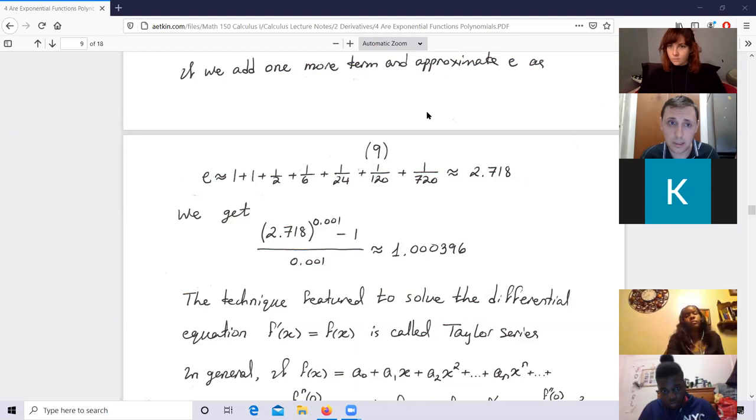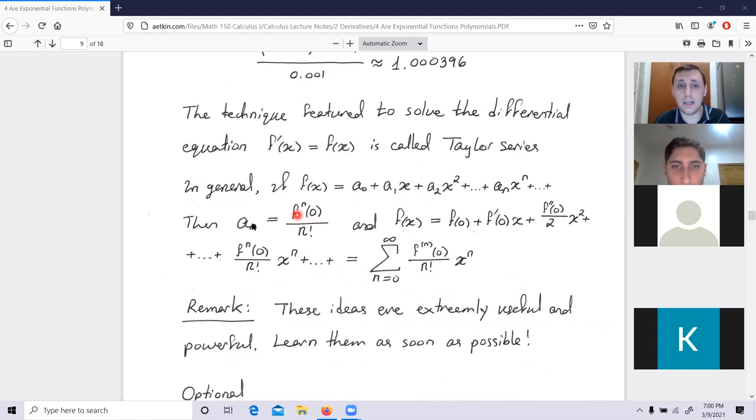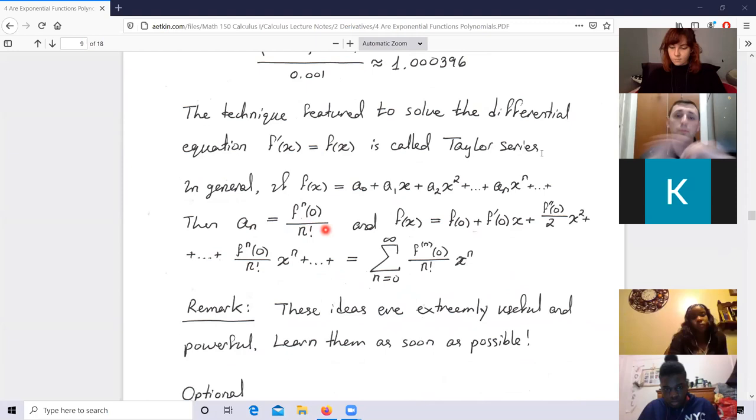And in general, guys, if you want to read this section, it tells you how to find those coefficients in general. Maybe for extra credit, when we talk about trigonometric functions, we will ask whether trigonometric functions are polynomials. And we will see what we know about trigonometry to produce this process, you understand? Those are very, very powerful techniques.